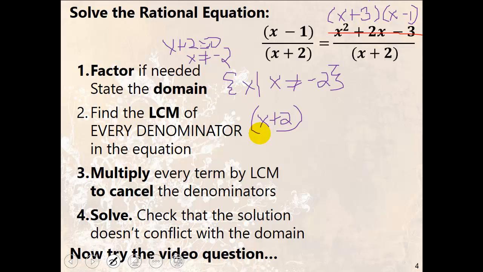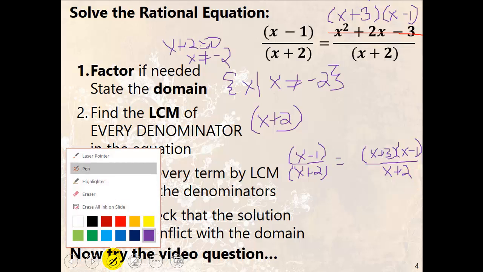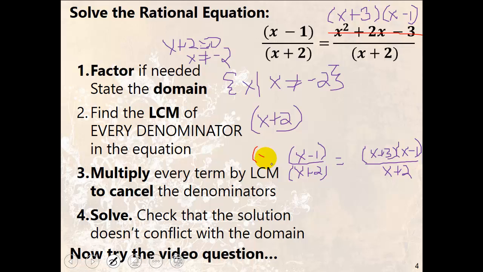So now let's multiply every term. And so I get, I'm going to put my original in here: x minus 1 over x plus 2 equals x plus 3 over x minus 1, and here's x plus 2. So that's my original. Now I'm going to write in my least common multiple that I'm multiplying by. That's this, and x plus 2.